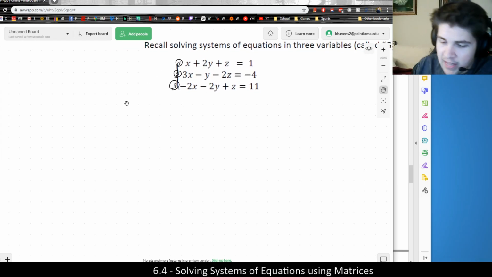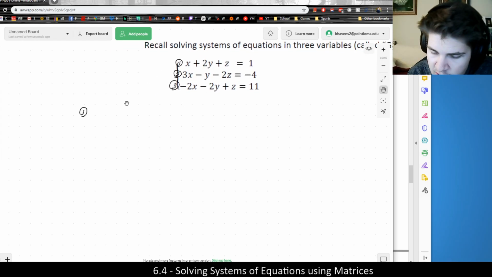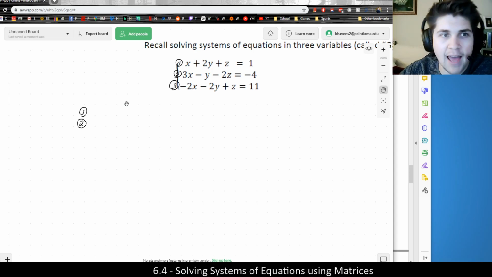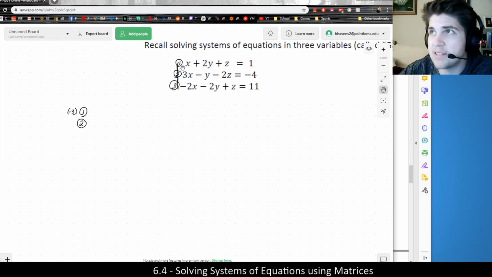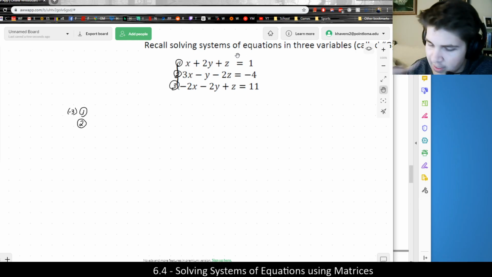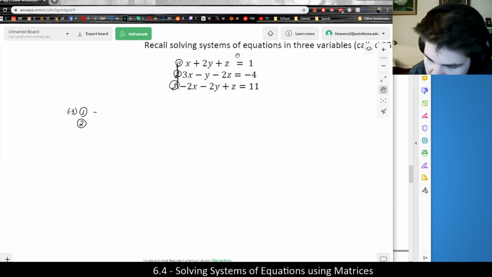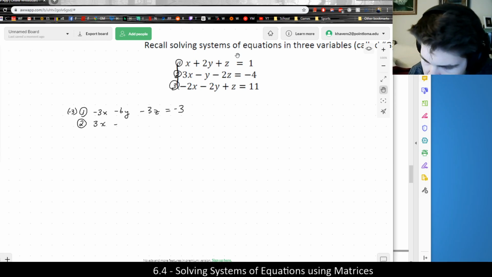Let's say I wanted to take equations 1 and 2 and eliminate x in those. I would want to take equation 1 and multiply by -3. That way, these equations would be ready for elimination, because when I add them together, x would otherwise not cancel. So I'm going to start with equation 1 times -3, which would be -3x minus 6y minus 3z equal to -3. And I'm going to leave equation 2 alone.